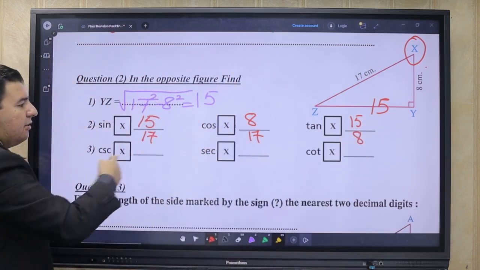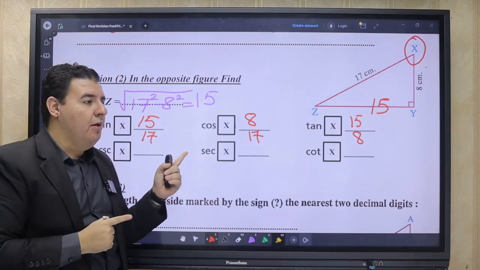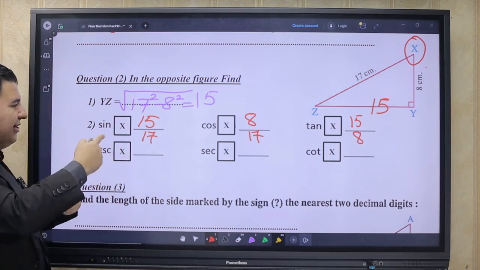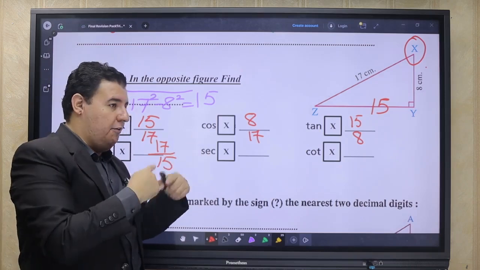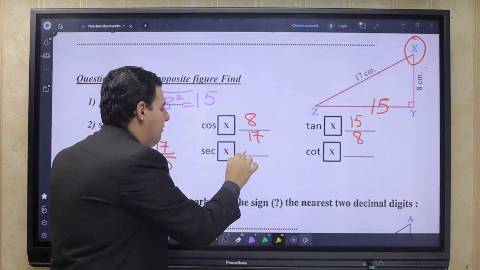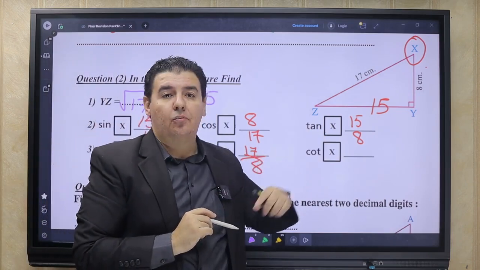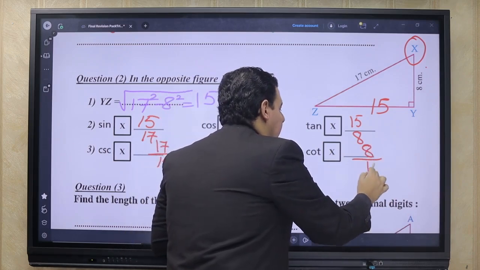What about the inverse of these trigonometric functions? The first, sine: the inverse of sine is cosec, which is 17 over 15. The second, cosine: the inverse of cosine is sec, which is 17 over 8. And the third one, tan: the inverse is cotan, 8 over 15.